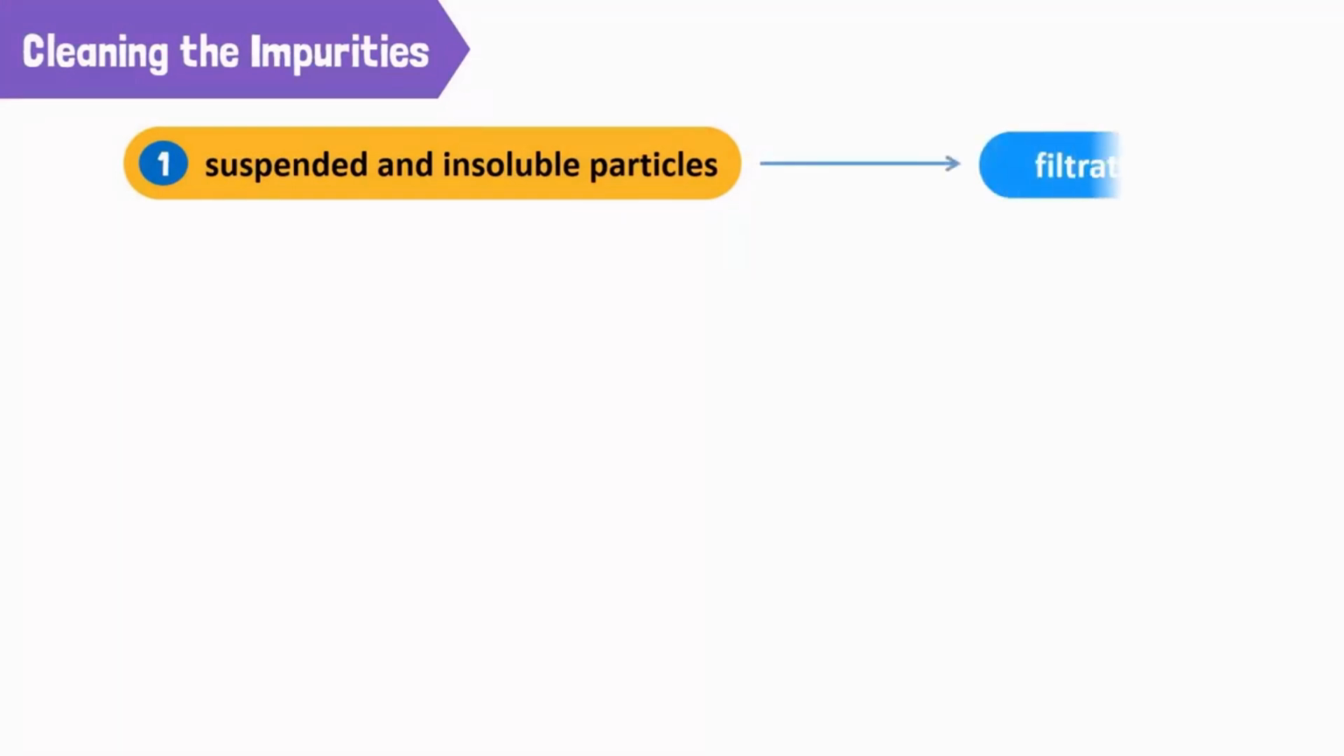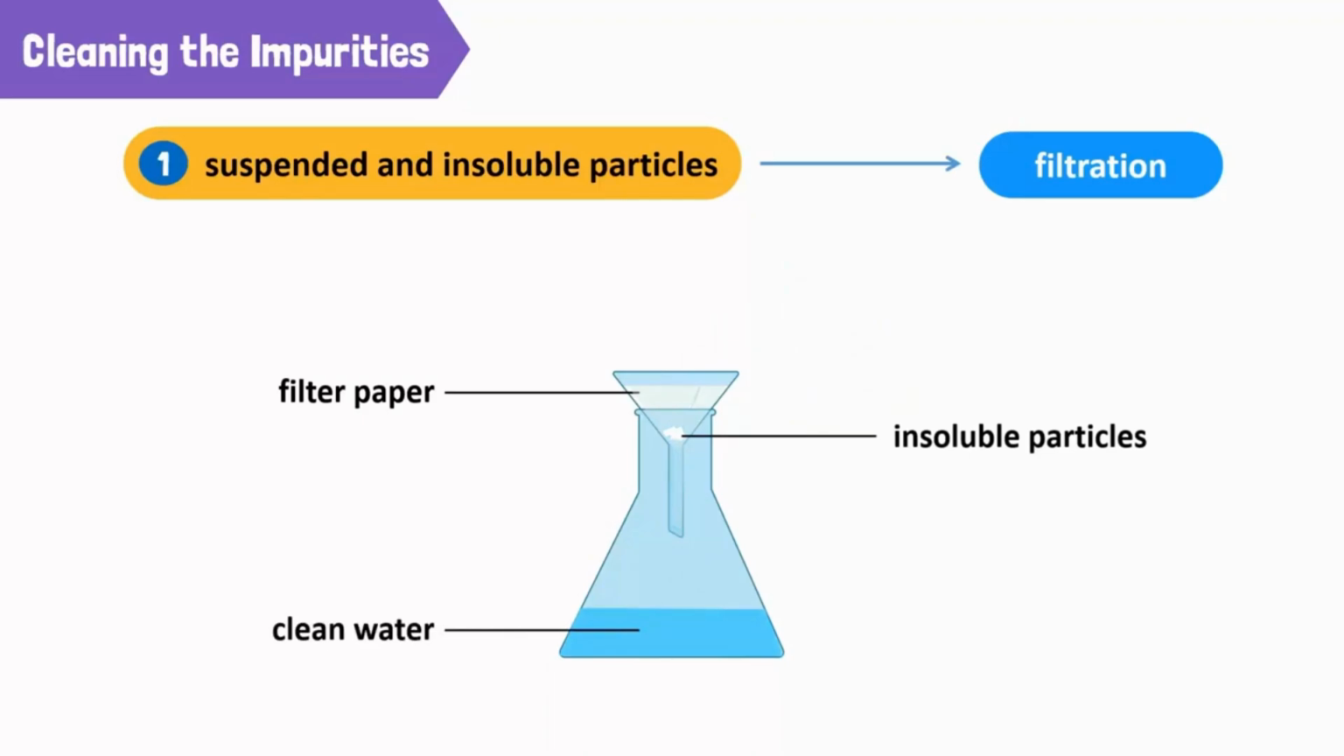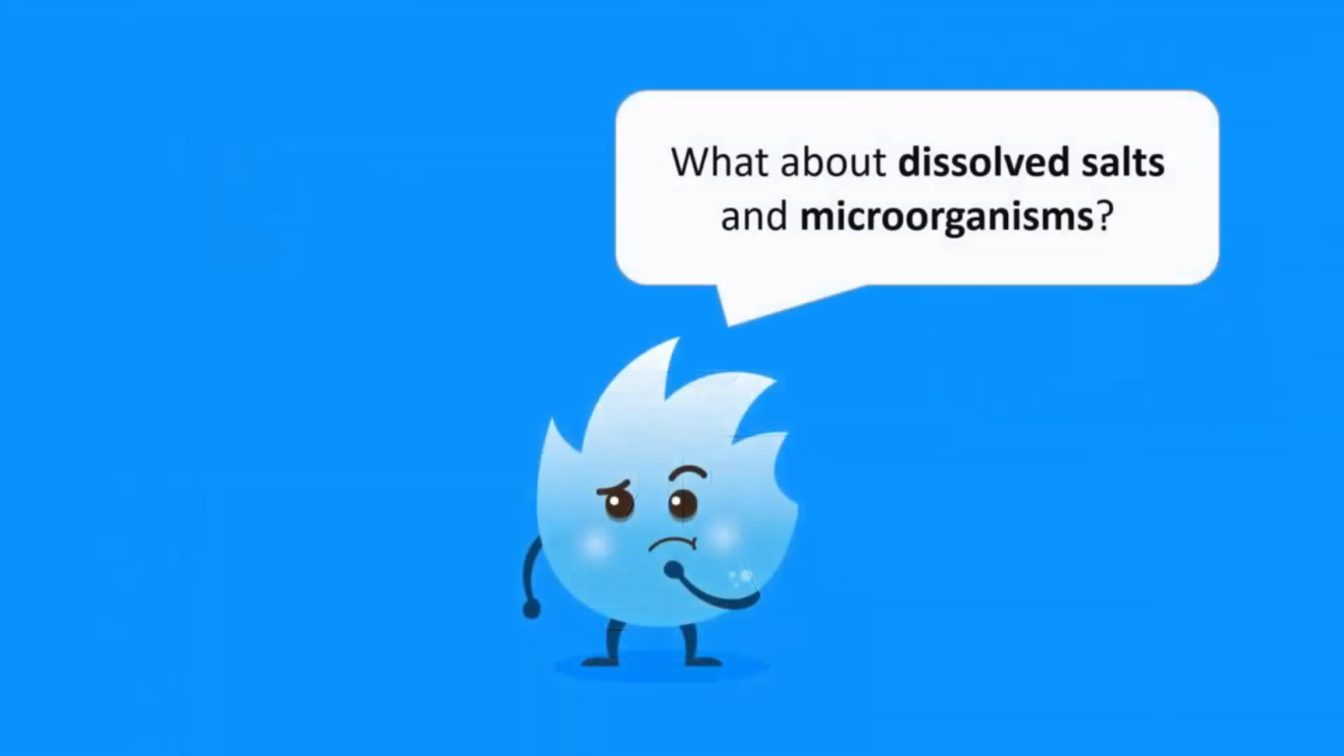For suspended particles, we can use the filtration method. In filtration, we pass impure water through a filter paper. The suspended or insoluble particles are left behind in the filter paper, and the clean water passes through. What about dissolved salts and microorganisms?